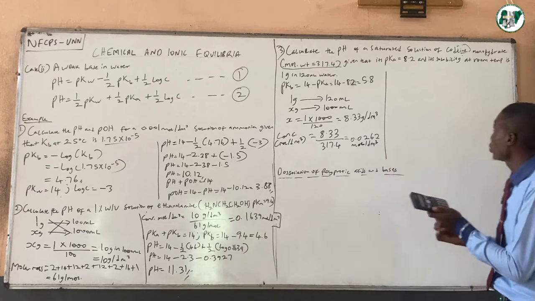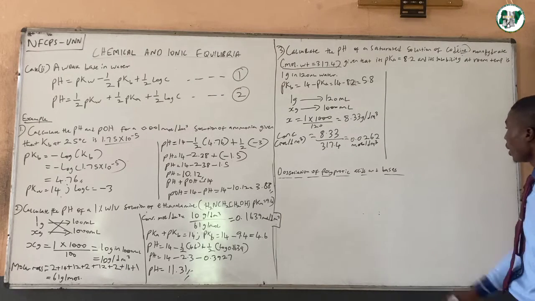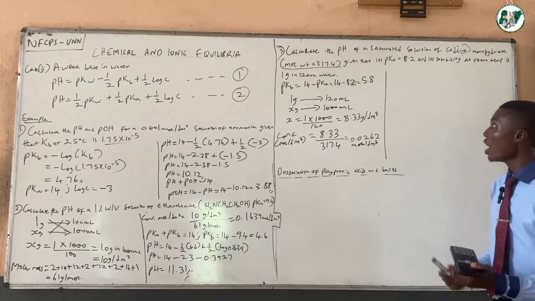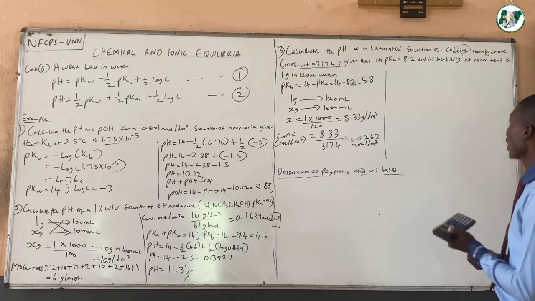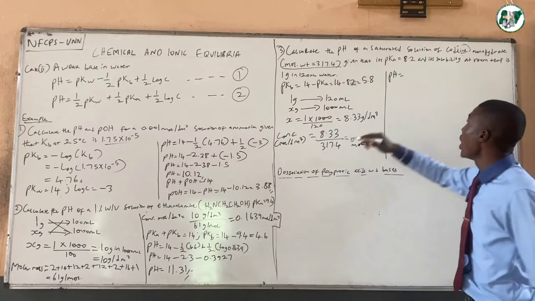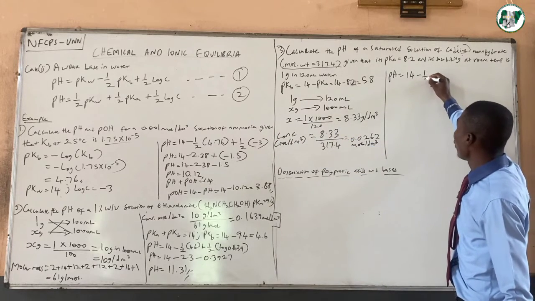So the concentration of codeine monohydrate saturated at room temperature is 0.0262 mole per dm cube. Can we calculate for our pH now? Yes, we can. Our pH is equal to, what's our pKw? Our pKw is 14. 14 minus 1 over 2.